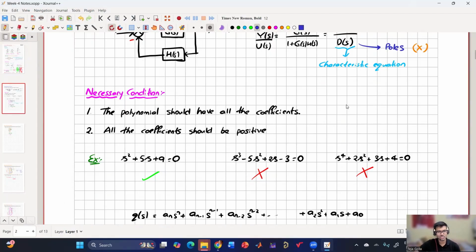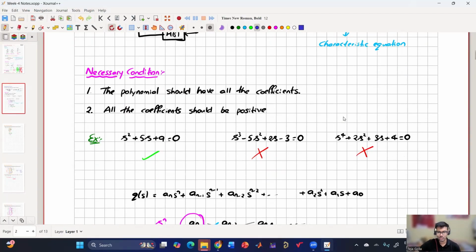And the necessary condition is that the polynomial should have all coefficients positive. If the given polynomial fails to meet this necessary condition, it means it has poles on the imaginary axis or on the right half plane. If it has a negative sign, it means it is on the right half plane. Only if the s to the power 0 coefficient is missing, then it has a pole at the origin.